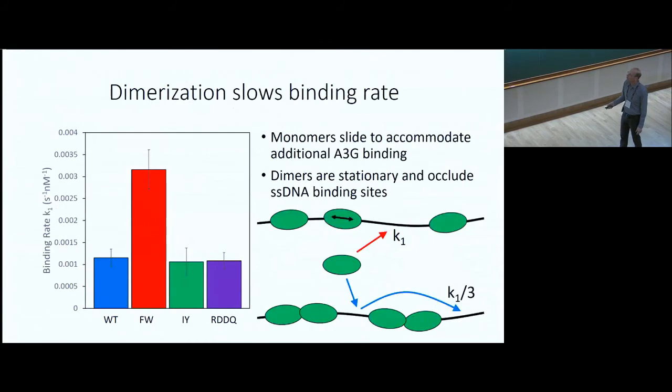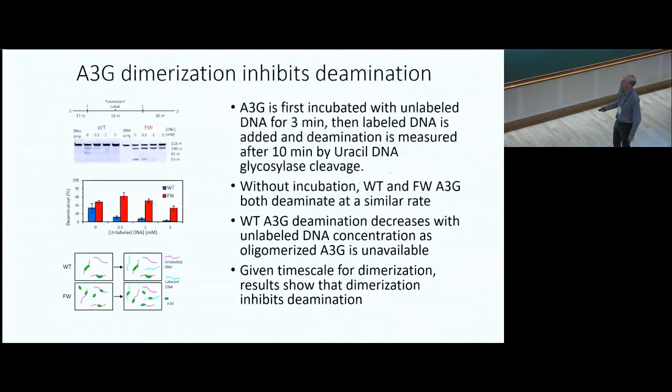And finally, why is K1 greater for FW? Well, while we're measuring K1, we're actually observing oligomerization. So oligomerization is happening in real time, and if it starts to oligomerize, K1 is going to be inhibited by the fact that there are other proteins already bound and blocking the binding sites, in a way that would not be true for the monomers. That's our hypothesis anyway. We don't have any rigorous data to show that, but that's what we think is happening.